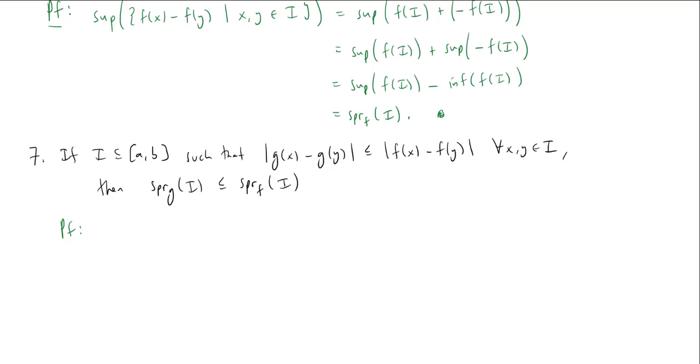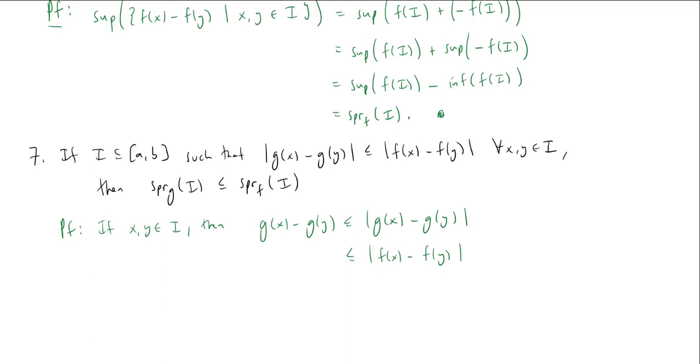So we're going to actually be using the result from problem 6. Maybe that's not too surprising here. We're going to do this in two steps. First, if x and y are in I, then of course g of x minus g of y is bounded by the absolute value of g of x minus g of y. But by what we have in the hypothesis, this is bounded by the absolute value of f of x minus f of y. And now let's try to write down what this absolute value of f of x minus f of y actually is.